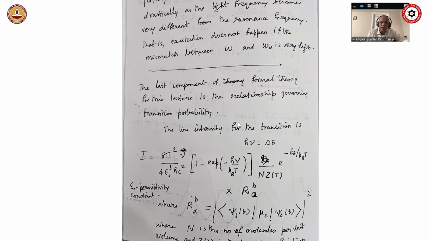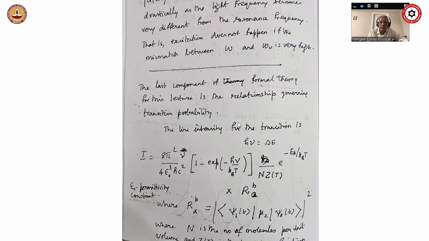This R is nothing but the matrix element of the dipole moment between the initial state and the final state. This is called the oscillator strength, the absolute square of the matrix element. This angular bracket is known as the Dirac bra-ket notation. But this is nothing other than the integral of psi 1 t star, mu z, psi naught t, d tau, whole square. That's what this is.